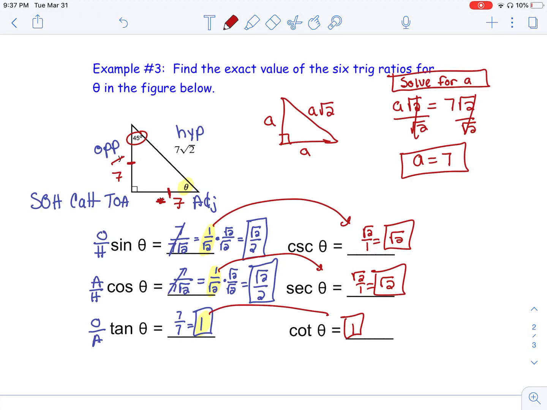I'll have another video for example 4. This one we used a 45, 45, 90 triangle, and example 4 we're going to be using a 30, 60, 90 triangle.